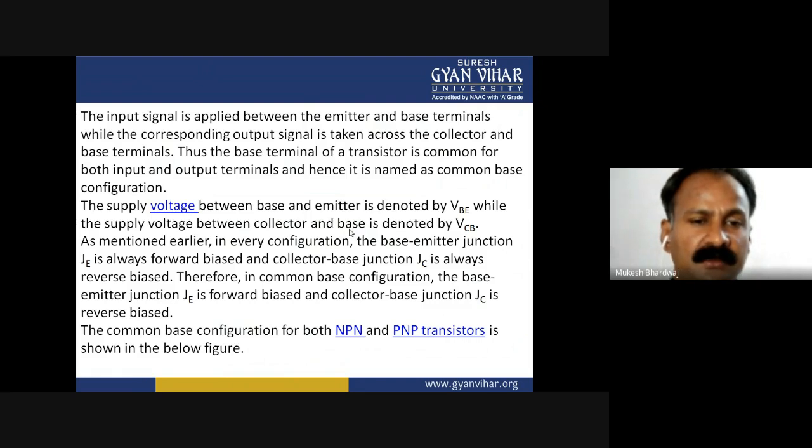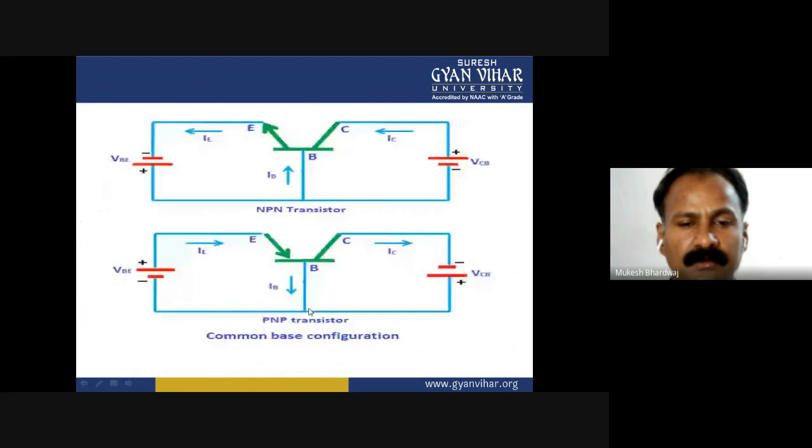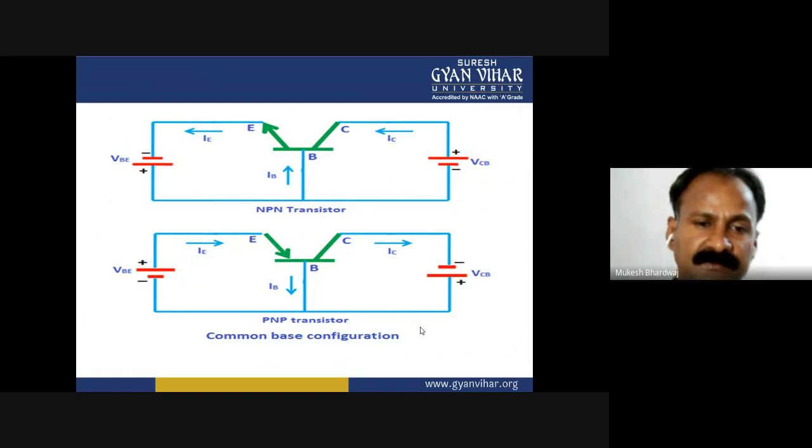As mentioned earlier, in every configuration, the base emitter junction JE is always forward biased and the collector base junction JC is always reverse biased. Therefore, in common base configuration, the base emitter junction JE is forward biased and the collector base junction JC is reverse biased. The common base configuration for both NPN and PNP transistors is shown in the below figure. This is for the PNP type common base configuration.